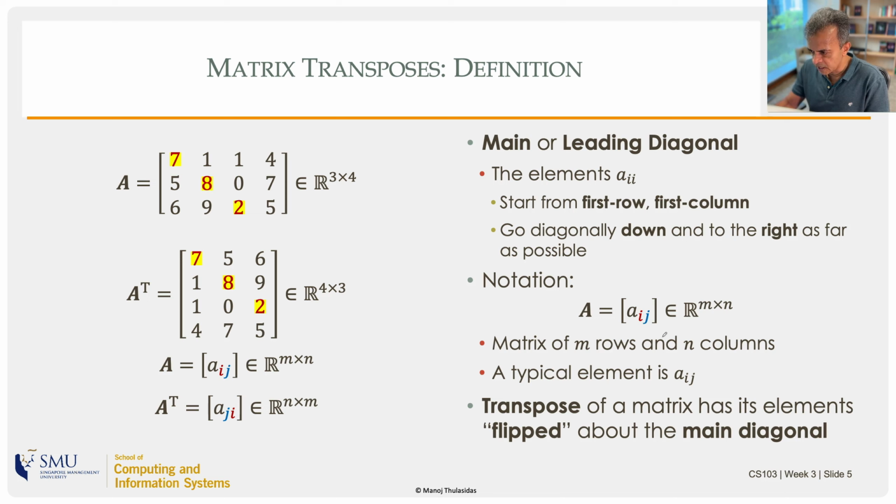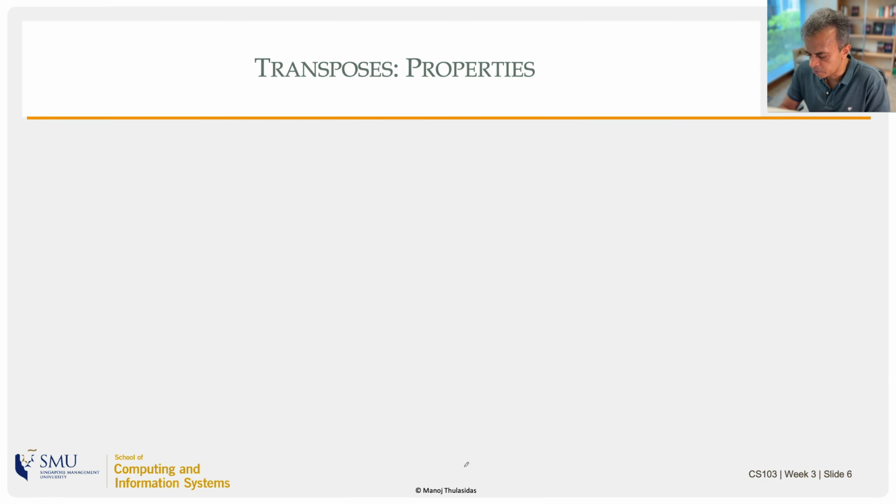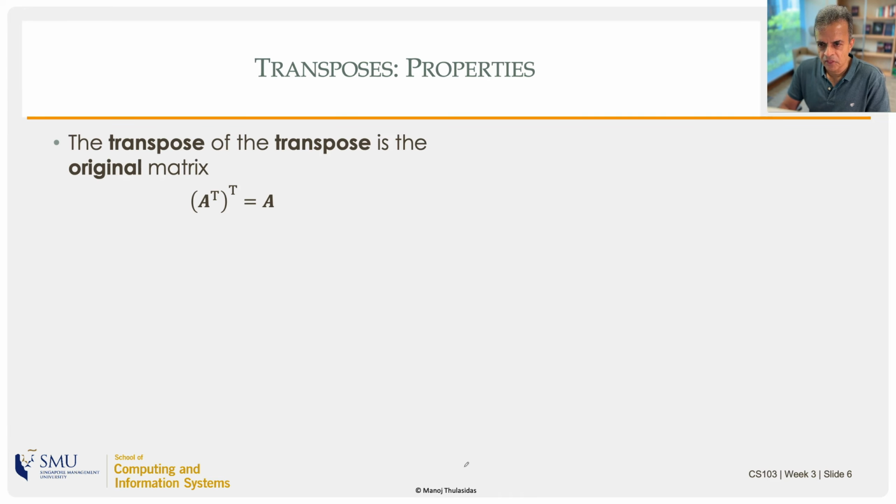Now the formal definition, as formal as it can get, is that the transpose of a matrix has its elements flipped, or reflected I should say, about the main diagonal. Now we have a bunch of properties that we need to learn about the transposes. The transpose of a transpose is the original matrix, and that is kind of obvious. You're flipping it, rows and columns, then swapping them again, rows and columns, then you get the original one.